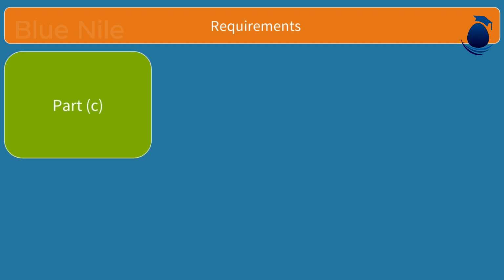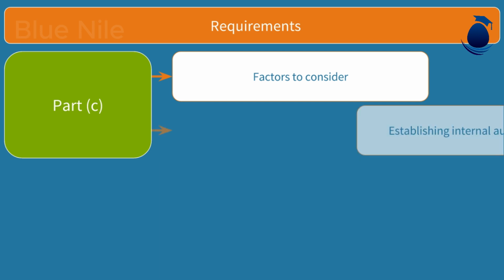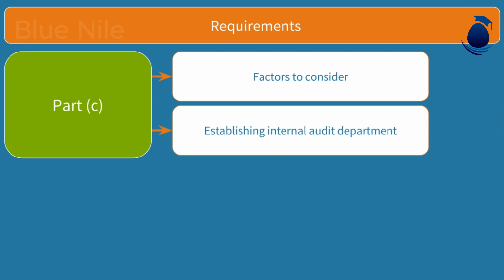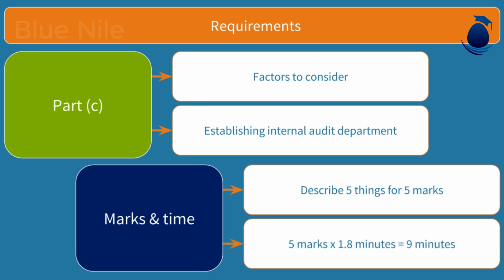Part C asks us to describe the factors the finance director should consider before establishing an internal audit department. This is a 5-mark requirement, and we need to describe the 5 things the finance director should think about to get all the marks. Once again, we can use a scenario to gain specific ideas that would concern this particular company, and can also use our knowledge from the syllabus to help us. No more than 9 minutes should be spent on this part of the question.